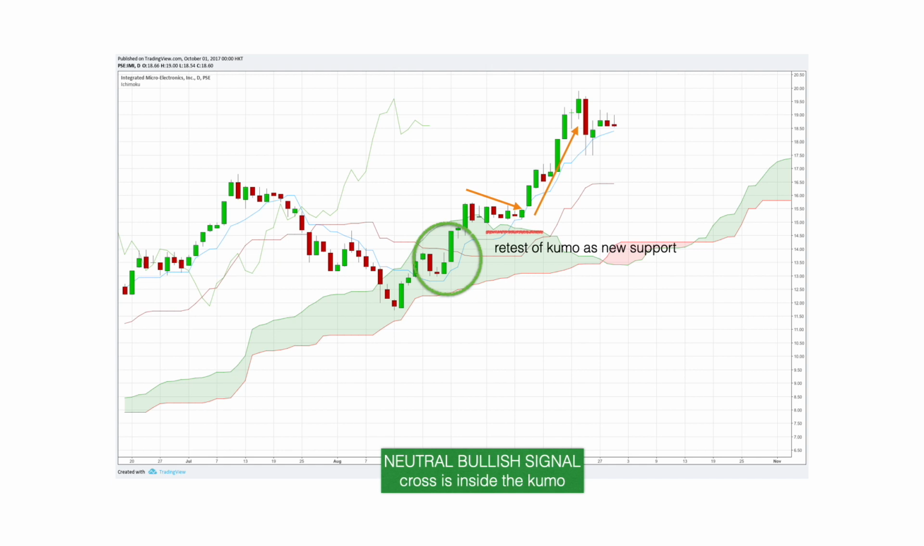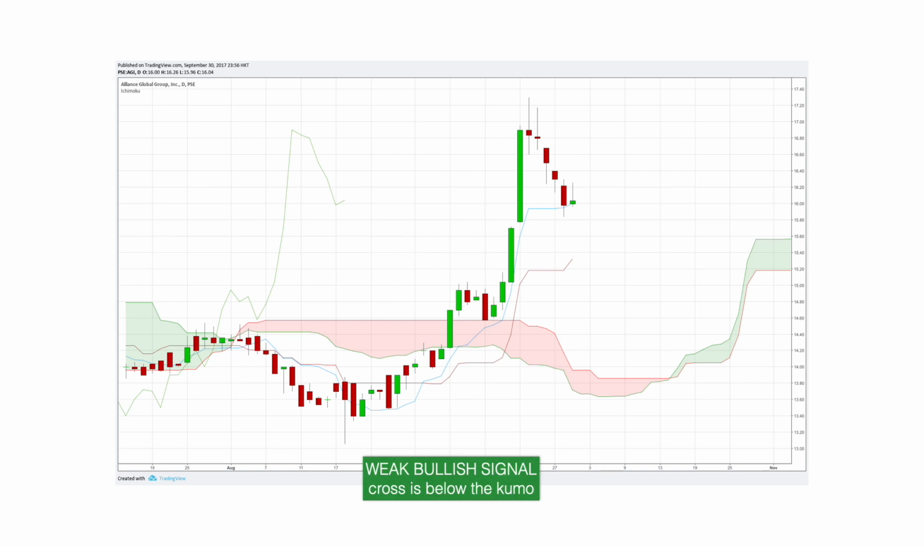Because the signal was a neutral bullish signal, the price hesitated and retested the bottom Kumo before proceeding to a strong breakout. From its crossover, the price rose on strong momentum within a few weeks. A weak bullish signal is produced if the Tenkan-sen crossover happens below the Kumo.